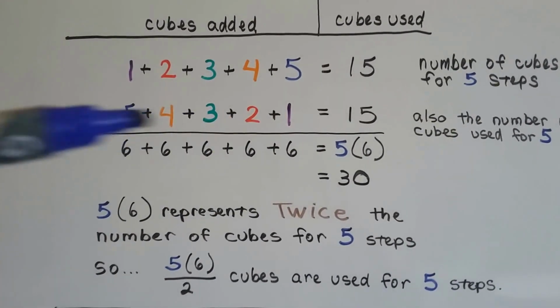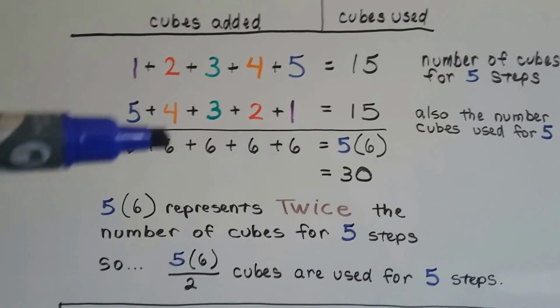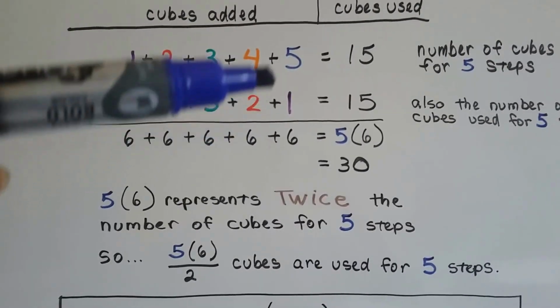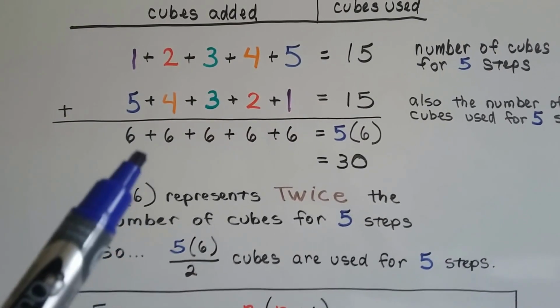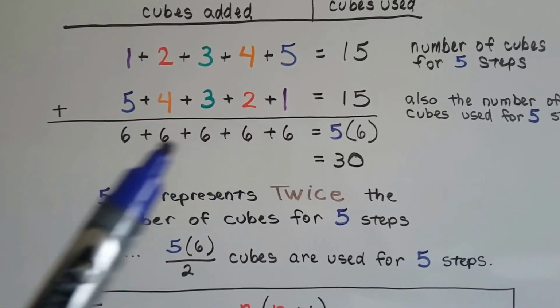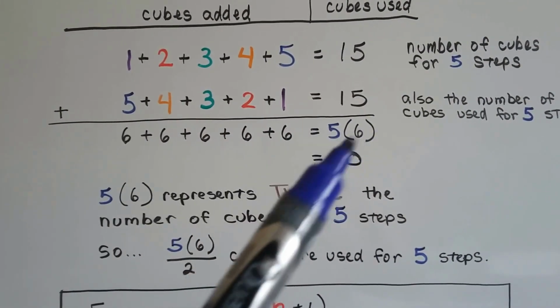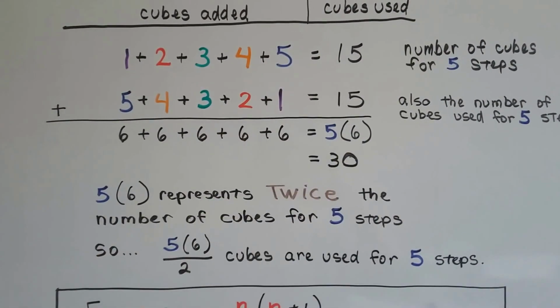By adding it in reverse, we can add them by column. 1 and 5 is 6, 2 and 4 is 6, 3 and 3 is 6, 4 and 2 is 6, 5 and 1 is 6. If we take these 5 sixes here and we multiply them, 5 times 6, we're going to get 30. That's what the 15 and 15 equals, doesn't it?